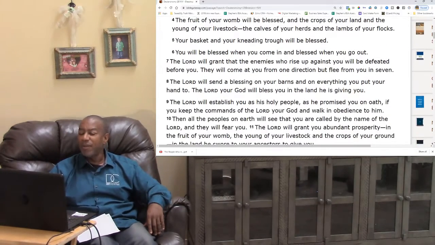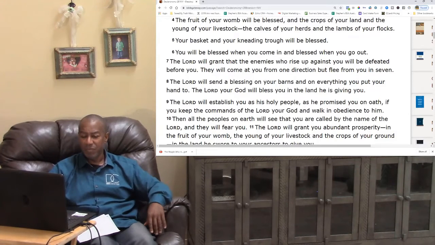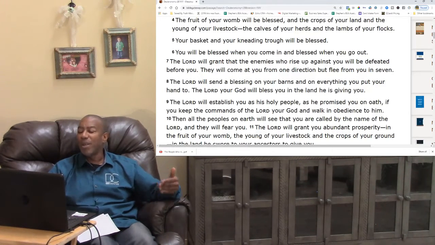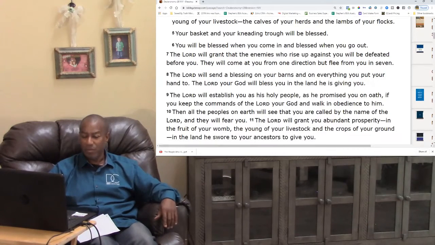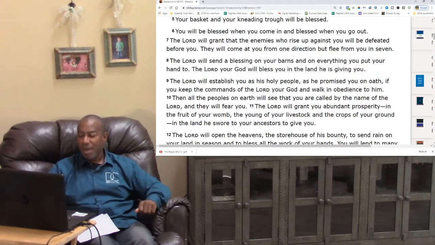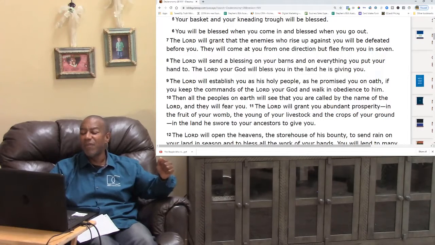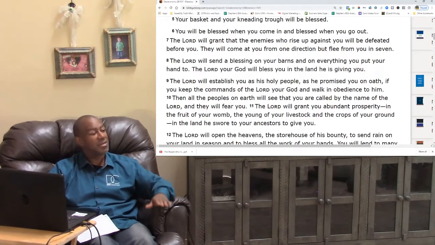The Lord will grant that the enemies who rise up against you will be defeated before you. They will come at you in one direction, but flee in seven. The Lord will send a blessing among your barns and on everything you put your hands to. The Lord your God will bless you in the land he has given you. The Lord will establish you as a holy people, as he promised on oath, if you keep the commandments of the Lord your God and walk in obedience to him.